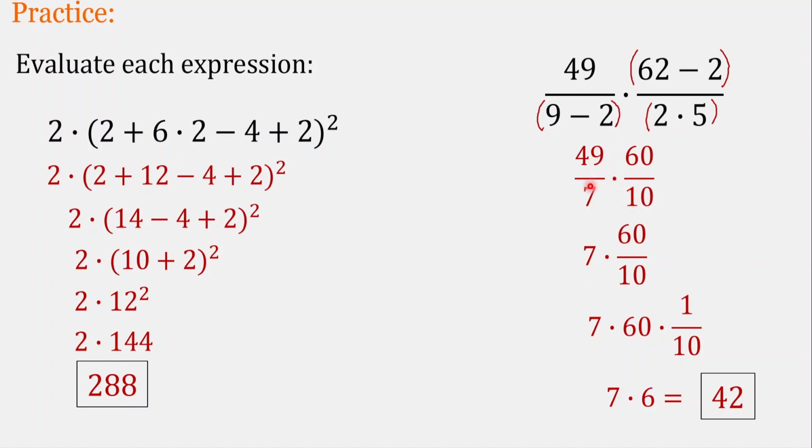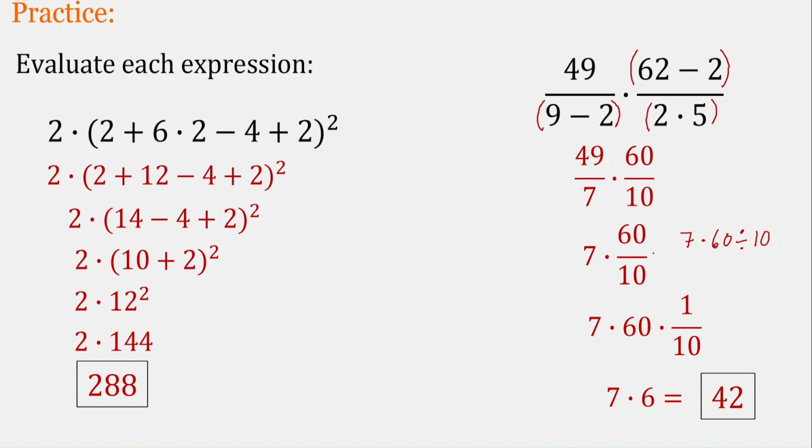That leaves us with 49 divided by 7 times 60 divided by 10. So now we just have multiplication and division remaining. So we can do 49 divided by 7. That gives us 7 times 60 divided by 10. I'm going to rewrite this as 7 times 60 divided by 10, because that is the arithmetic we are doing. And we can multiply 7 times 60, get 420, and then divide by 10, and we end up with the answer of 42.